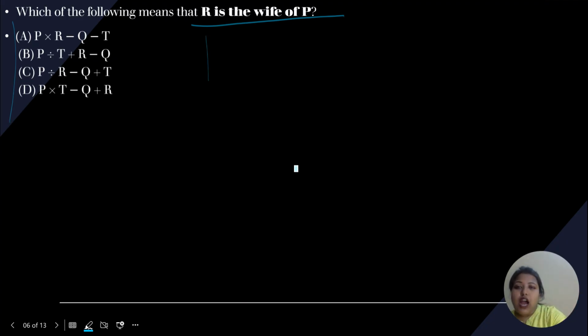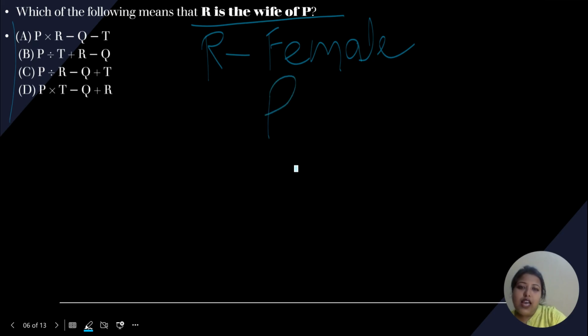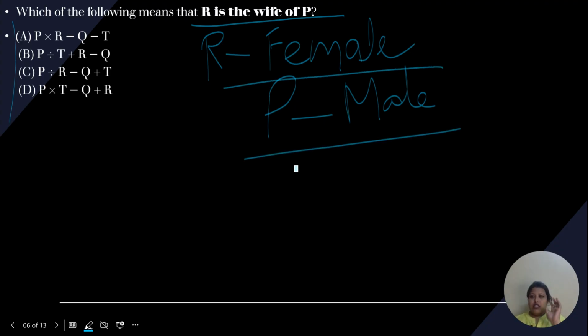That means R has to be female and P has to be male, and they are husband and wife. P is the man and R is the wife. So R has to be female and P has to be the male version. Now P into R, into means father. P is the father of R.